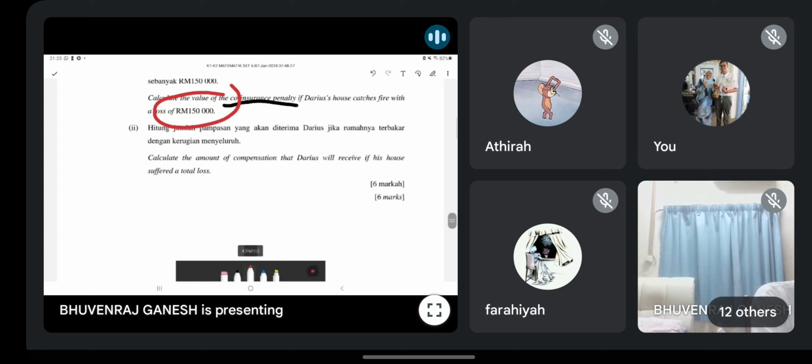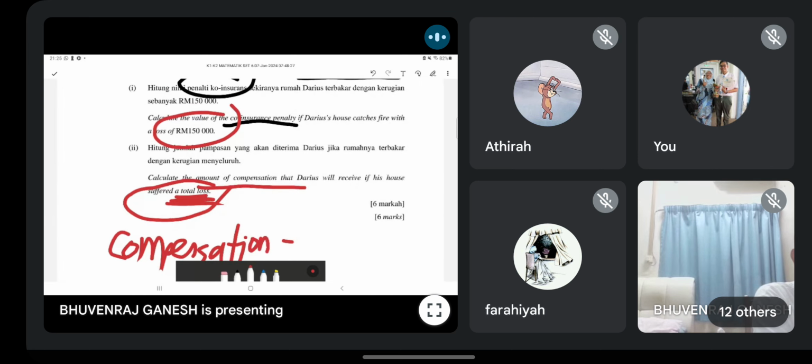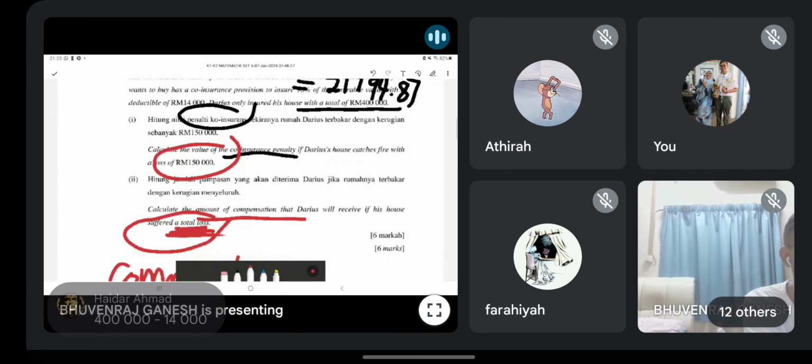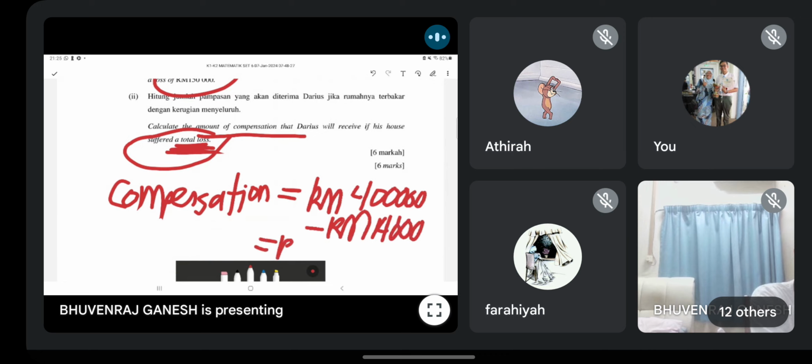Okay. So next one, compensation, total loss. So guys, macam apa formula dia untuk nombor 2? What should I use? This is the keyword, kerugian menyeluruh. So what is the formula? Yes, correct. Okay, kamu ambil nilai boleh insurance, insured value minus deductible. Okay, nilai boleh insurance 400,000. Deductible, soalan dah beri, question give 14,000. Itu sahaja, habis.